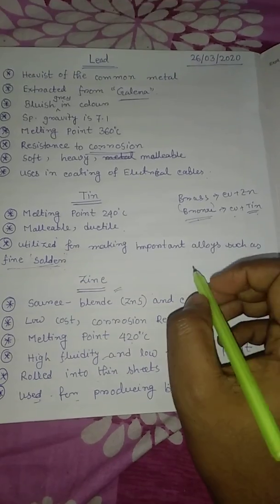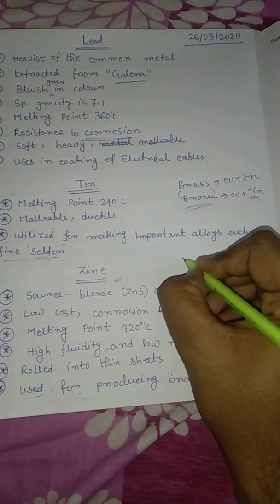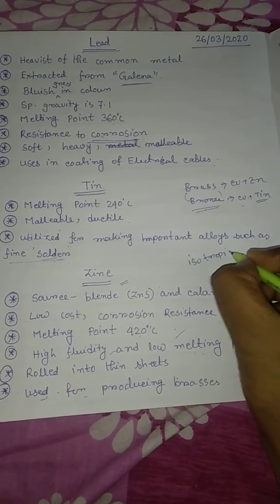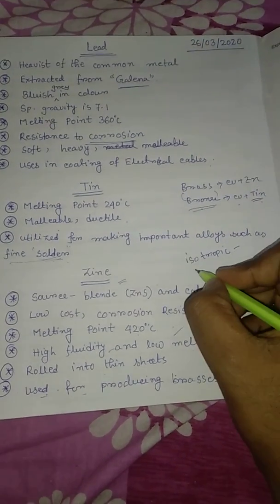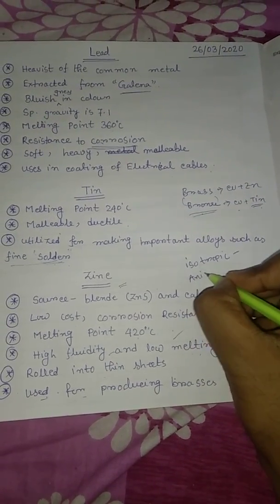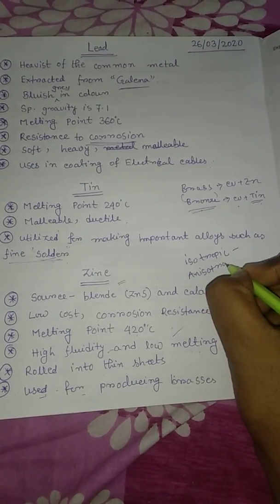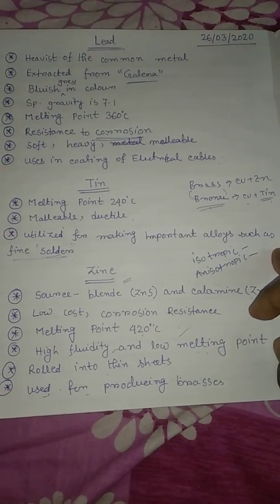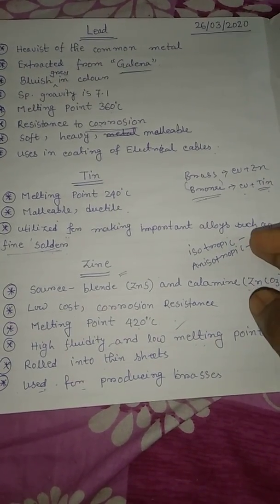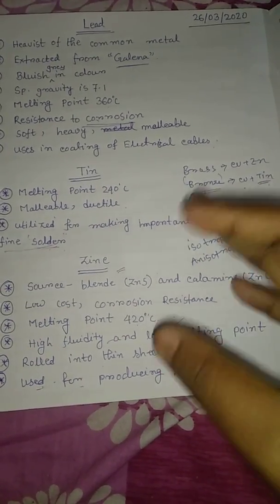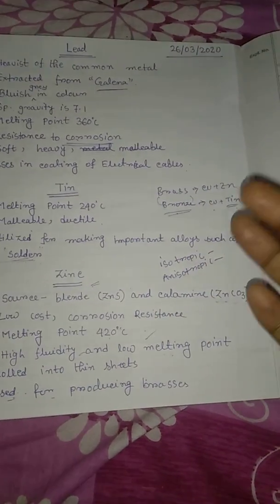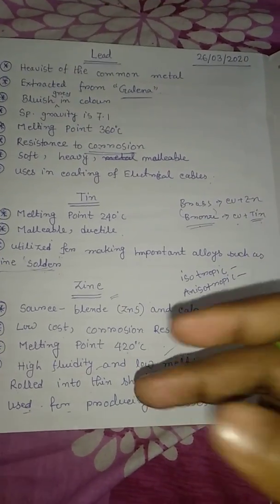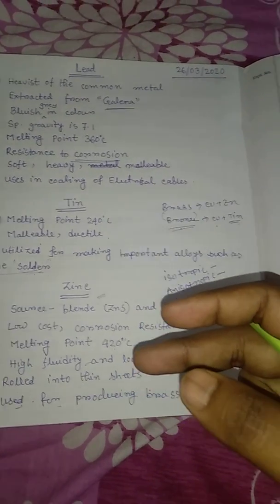Anisotropic, you note that materials can have two kinds of properties: isotropic, which means the property is the same throughout all directions, and anisotropic. In anisotropic materials, the property is not the same in all directions, so the property varies from one direction to another. Zinc is one such anisotropic material.